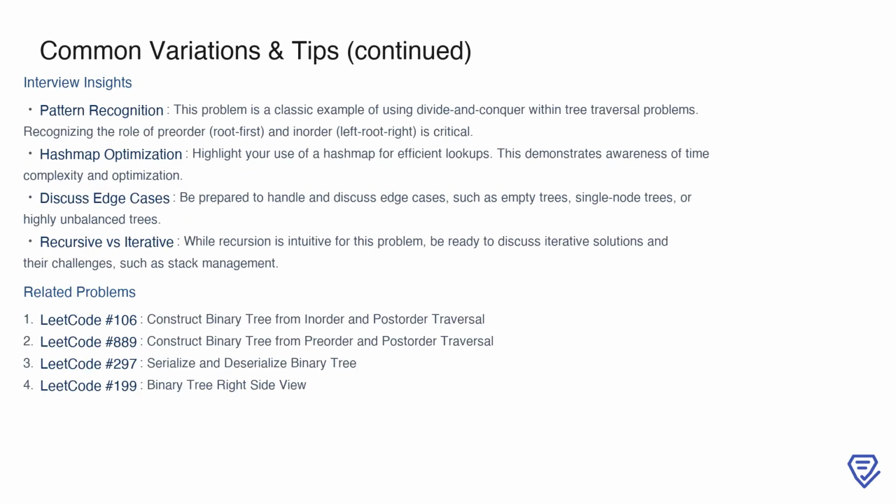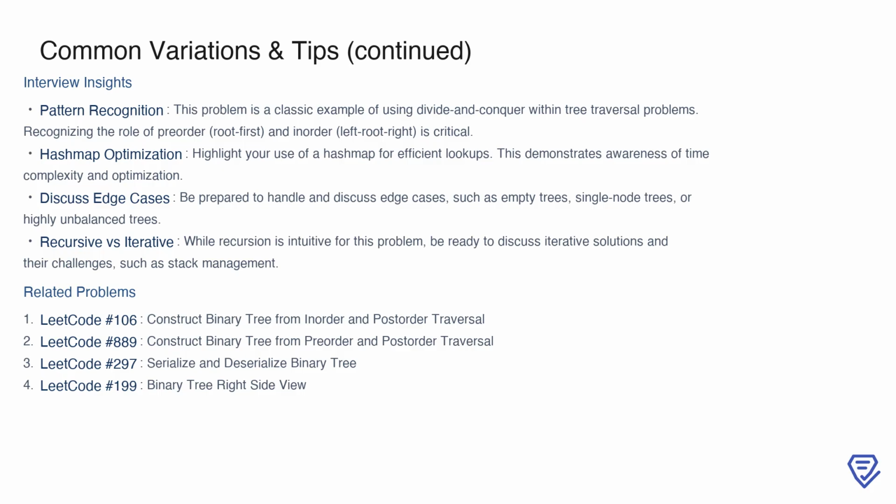Now, let's discuss some insights that can help you during interviews. This problem is a textbook example of divide and conquer applied to tree traversal. Recognizing how preorder provides the root-first sequence and how inorder gives the left-root-right sequence is key to solving this efficiently. Additionally, utilizing a hash map for efficient lookups in the inorder traversal is an optimization worth highlighting. It demonstrates your ability to reduce time complexity and optimize performance.